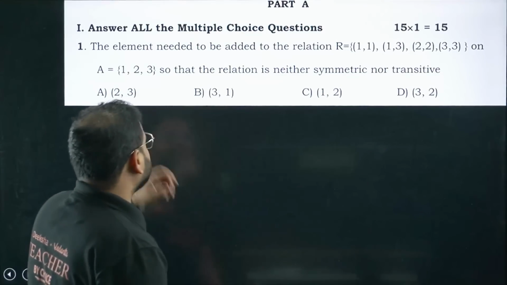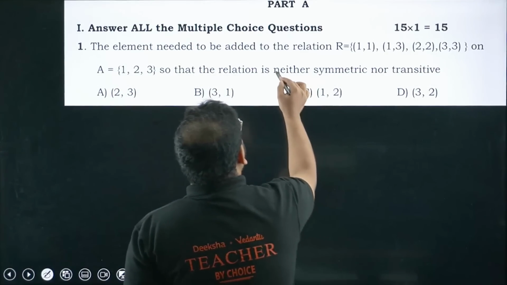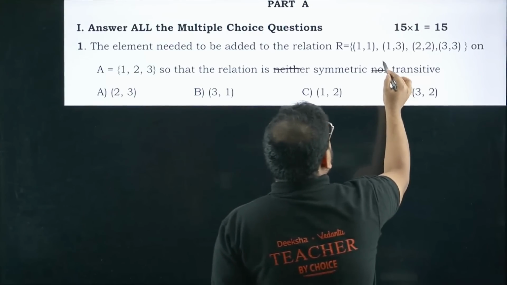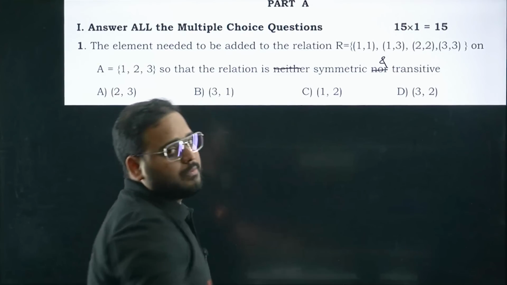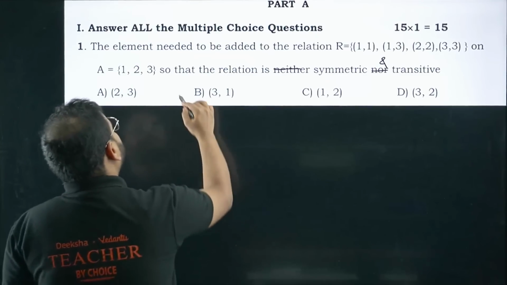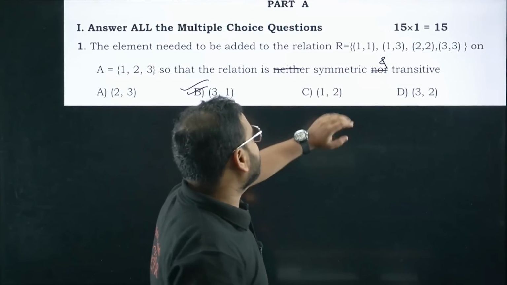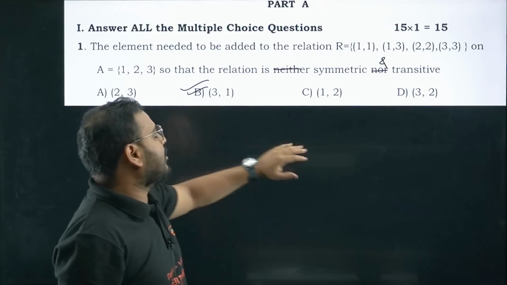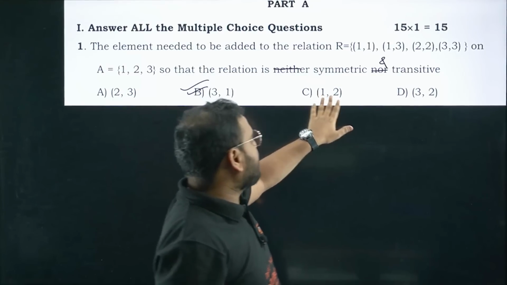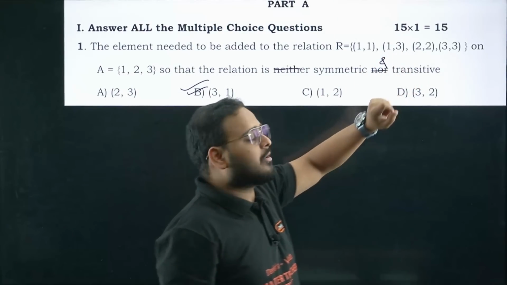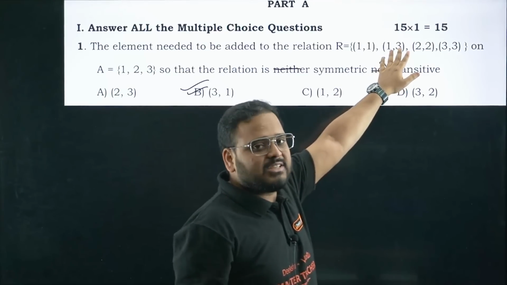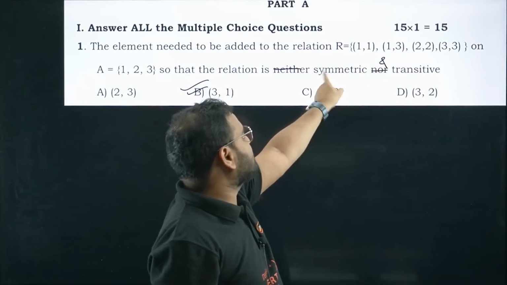Now this question is actually incorrect. If you take the relation to be symmetric and transitive, then which option is suitable? Option B is suitable. How come? Please check. If you want to make it symmetric, I have 1 3, so I need 3 1. What if I add 1 2? If you add 1 2, you don't have 2 1 over here. It will be transitive, but it will not be symmetric. We want both symmetric and transitive.